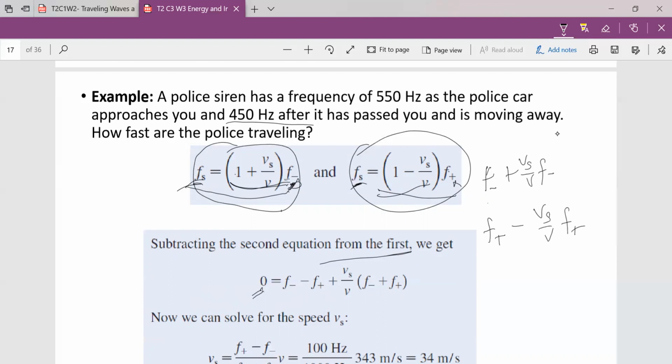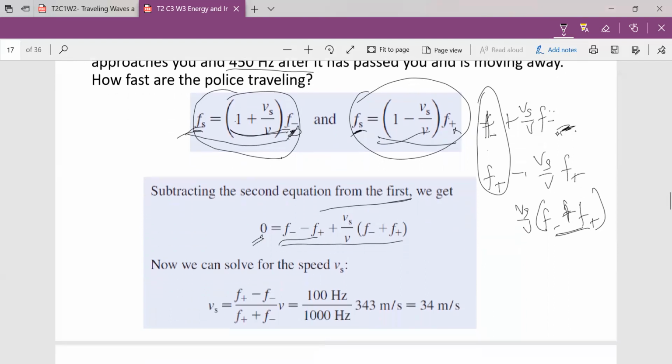Then we'll now have F minus minus F plus for this. Okay, remember you're minusing this. Then for this, they are common to each other. So we'll have Vs over V into F minus, minus, give you plus. So that's how we got this expression here. The V is common, and then this minus minus this will give you plus. So that's how we got the plus here.